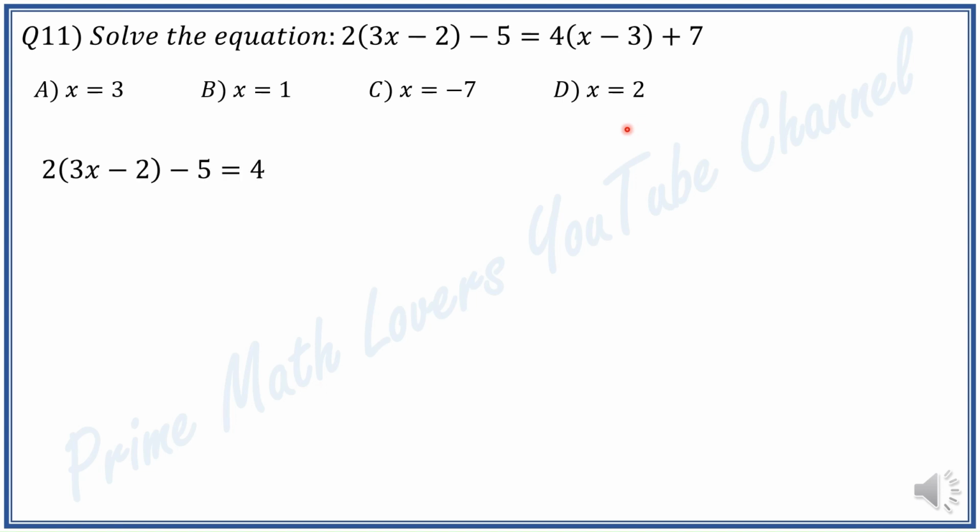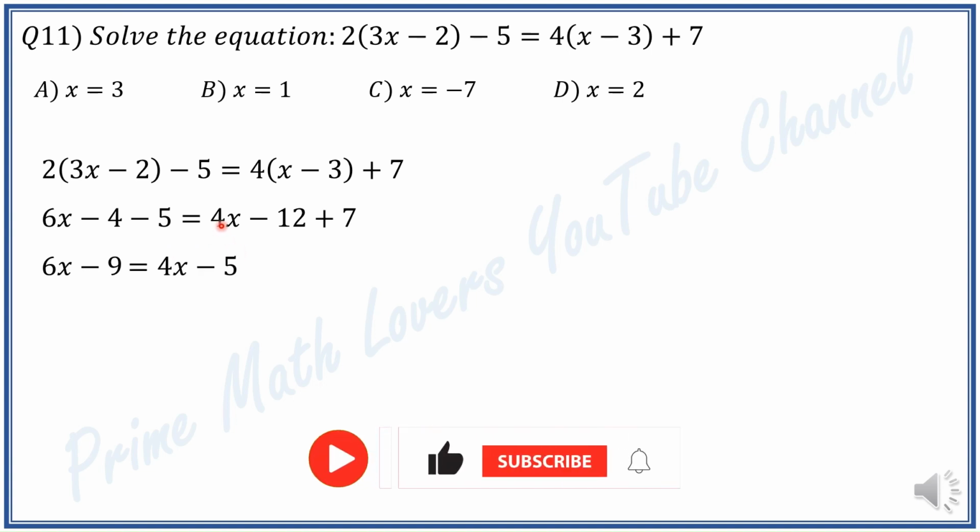First, we distribute the numbers and we get 6x - 4 - 5 = 4x - 12 + 7. Then we simplify and we get 6x - 9 = 4x - 5. Minus 4, negative 5 will be negative 9, and negative 12, positive 7 will be negative 5.